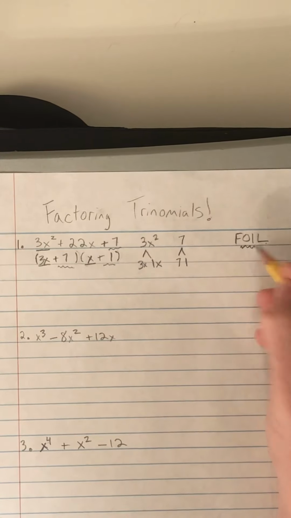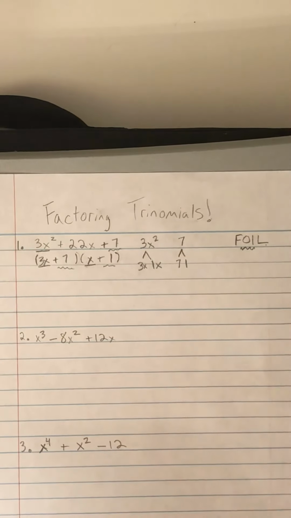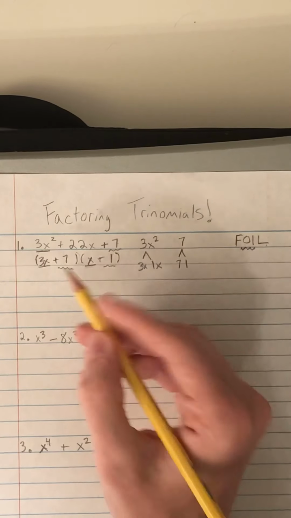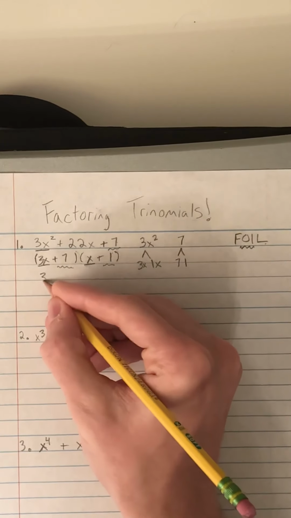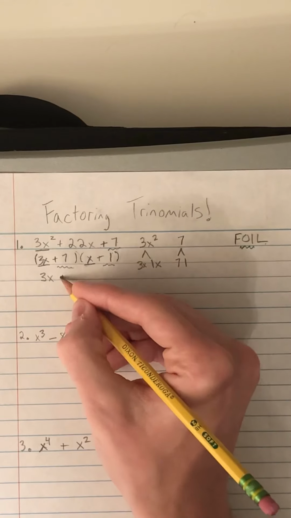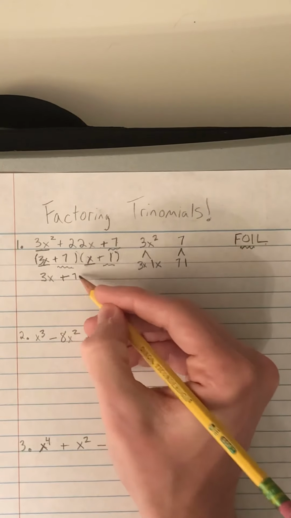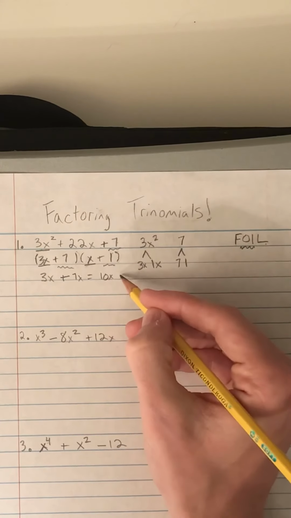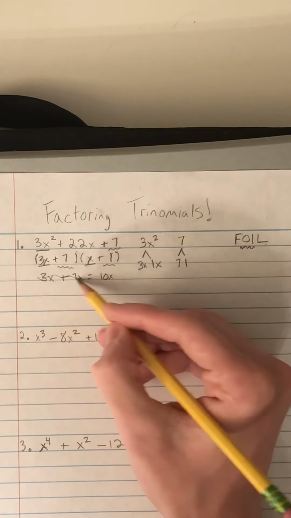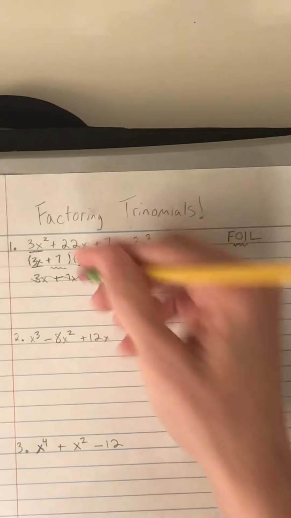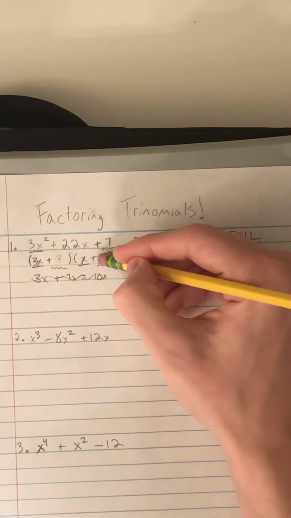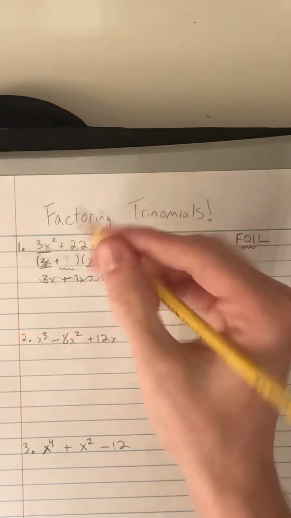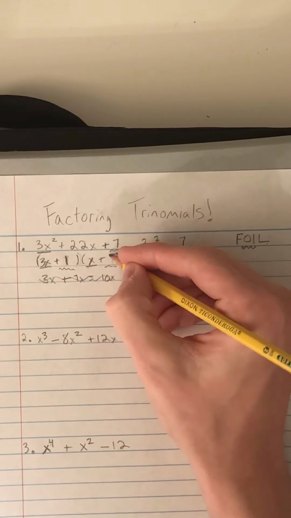I'm really looking at the outer and the inner. So I'm thinking through 3x plus the inner would be 7 times x, plus 7x. Is that equal to 22x? Well, no, it equals 10x. So that way it's not going to work. Well, let me try switching around the factors, and I'll check it with the inner and outer of FOIL. So let's say I have 3x plus 1 and x plus 7.